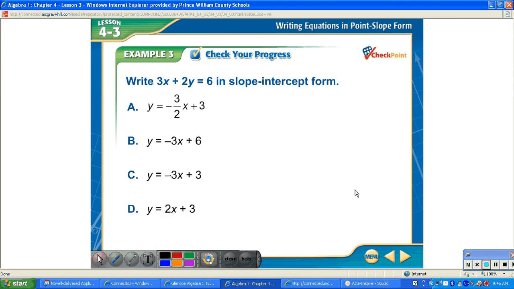So now put that in slope-intercept form. So remember, this is where you're going to subtract the 3x out, and then you're going to divide through the entire problem by 2. Okay? And so when we do that, we'll do 2y equals 6. I'm going to go back to my Active Inspire and just write better on that. Okay?